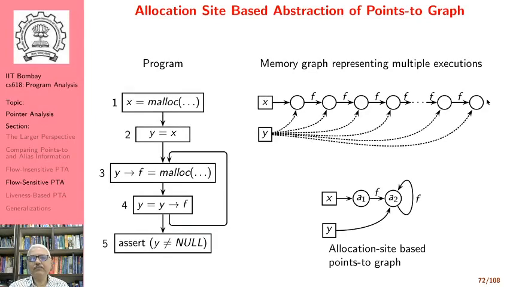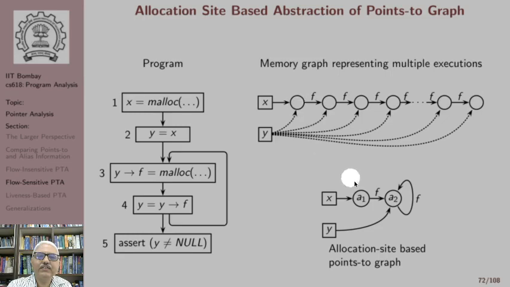So allocation-site-based abstraction says that the location that is created here is called A1 because it is created in statement number 1, and all these locations that are created here are the ones that are created in statement 3, and this is called A2, some second location. It could as well have been called A3, but this is the name that is derived from the allocation site. So this is the first allocation site and this is the second allocation site. So this is A1 and this is A2. So this is allocation-site-based points-to graph.